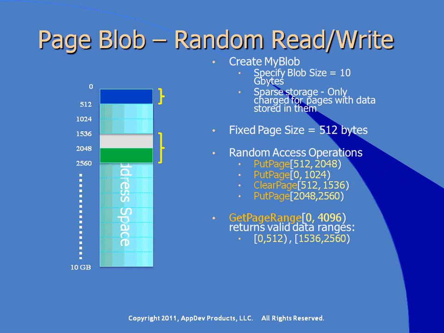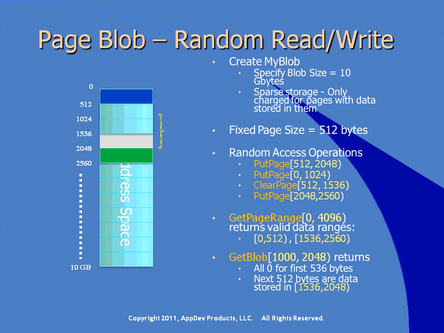I can also return valid data ranges, meaning from 0 to 512 and 1536 to 2056. I can then also specify get blob from 1000 to 2048, which returns everything from 0 to the first 536 bytes, and then the next 512 bytes of the data stored in 1536 and 2048.